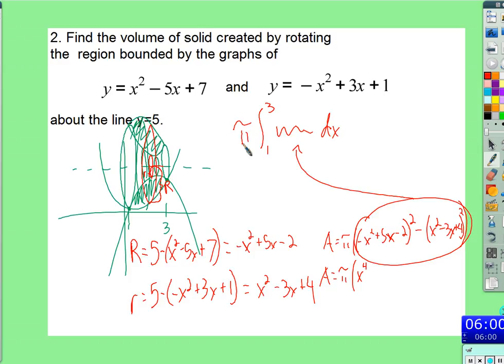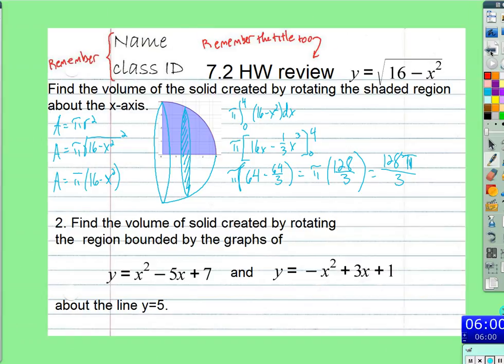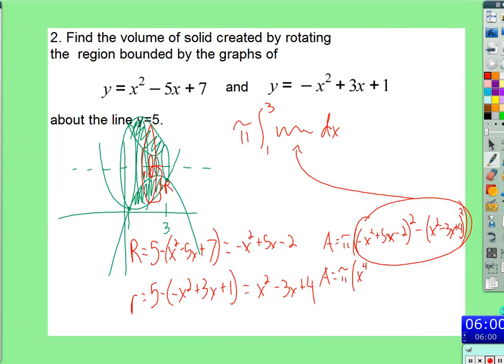So far we've got the disk method and the washer method for rotated solids. The disk is when it's a full circle, when there's nothing missing from the middle. We had one a second ago, that guy was a disk. That's when the region that you're rotating is touching the axis of rotation. Then we get the washer, that would be when you're missing something in the middle. All right, and then we're going to do the shell method.